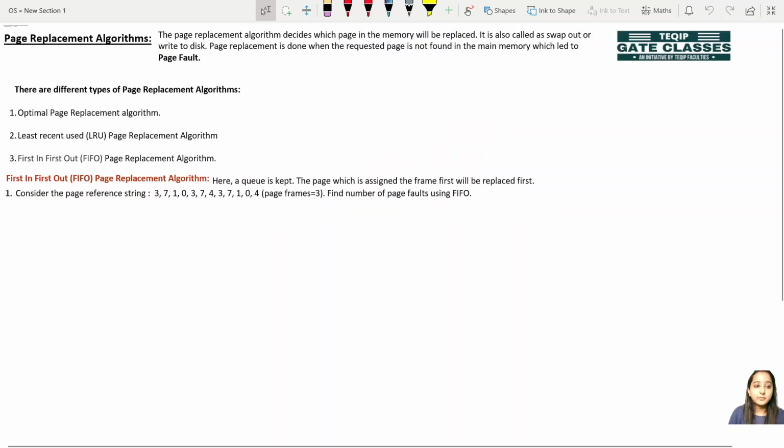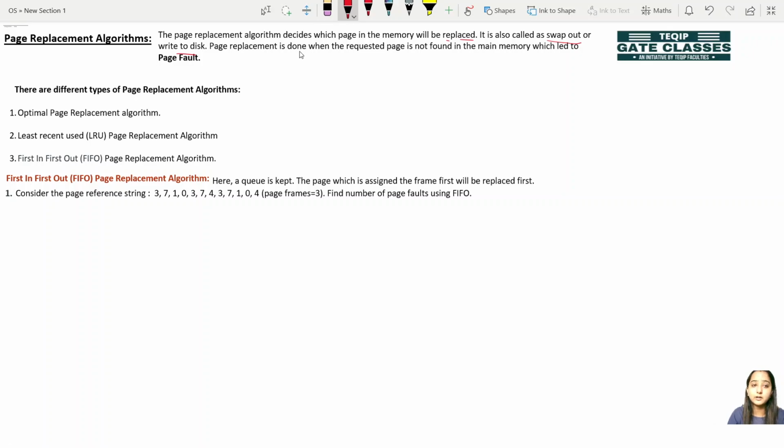So in paging, the page replacement algorithms are needed to decide which pages need to be replaced whenever a new page arrives. The page replacement algorithm decides which page in the memory will be replaced. It is also called swap out and write to disk.